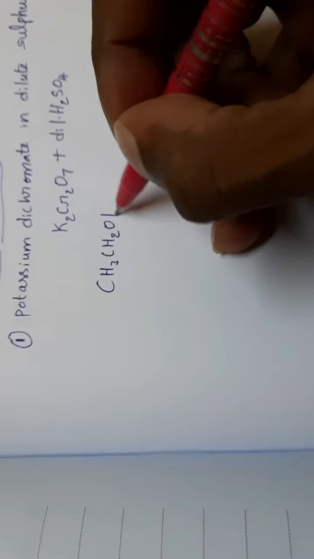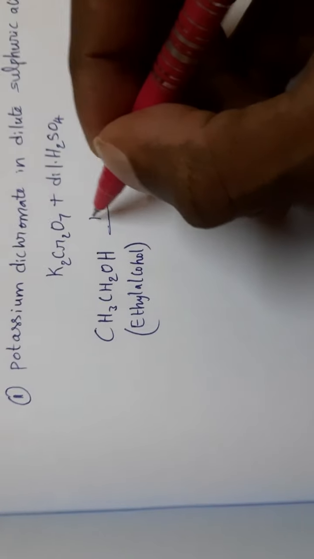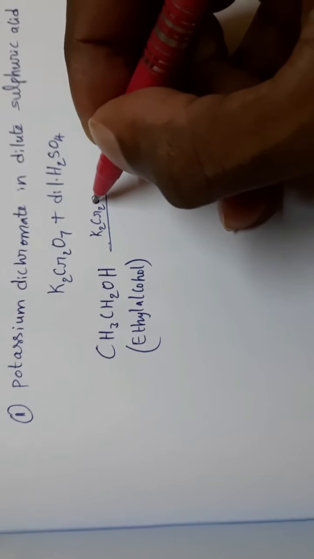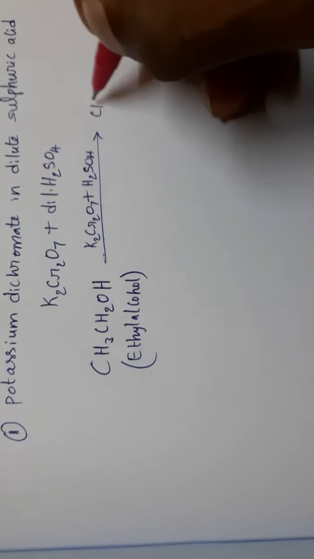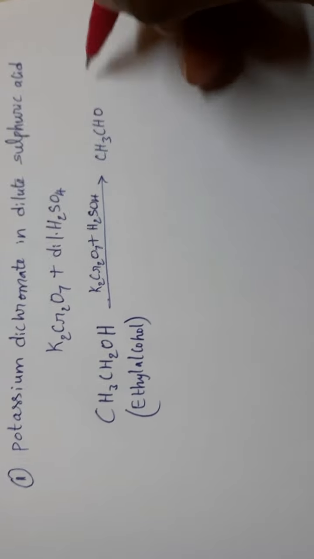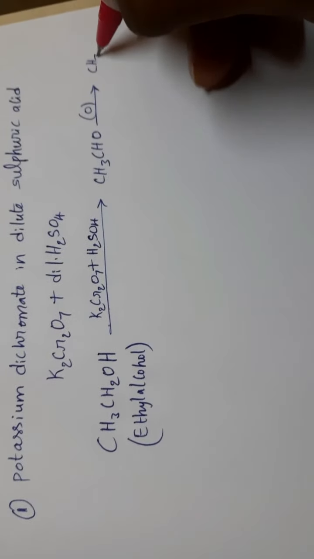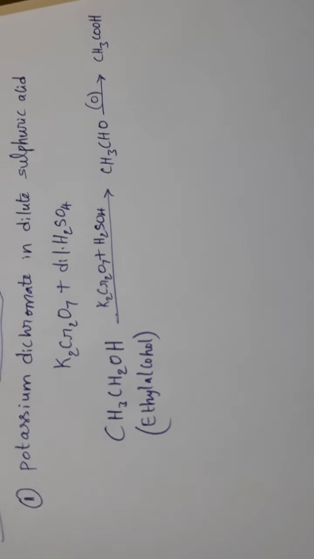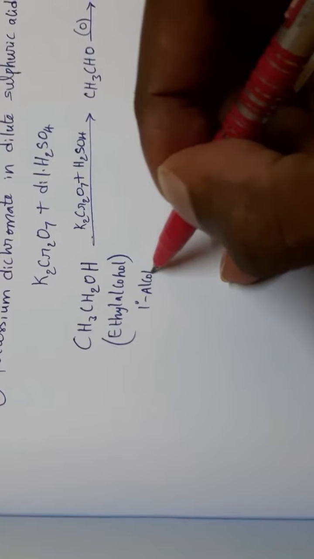CH3CH2OH. It is a primary alcohol. Its name is ethyl alcohol. It is treated with potassium dichromate and sulfuric acid. Then we can get corresponding aldehyde CH3CHO. It undergoes further oxidation to carboxylic acid, that is CH3COOH. So it is primary alcohol.